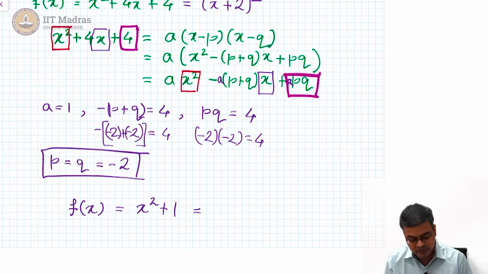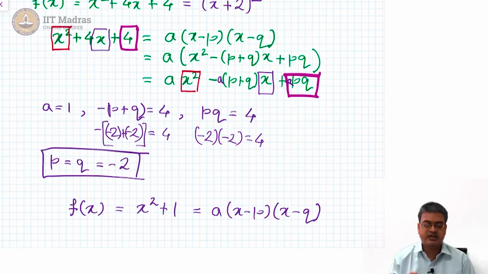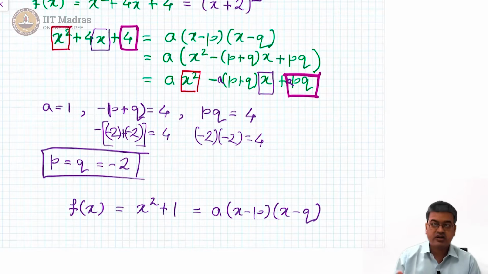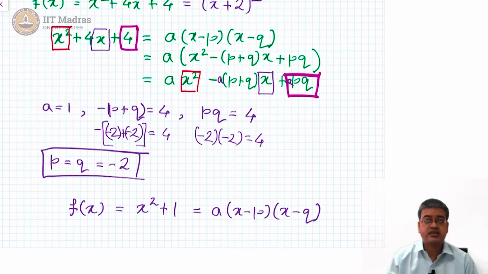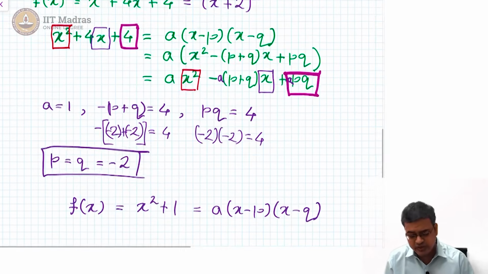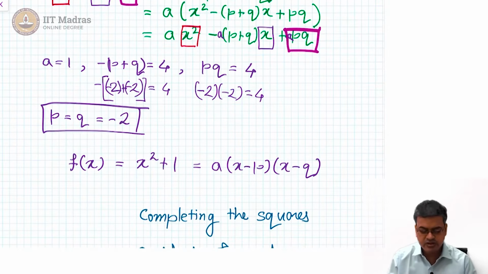What is the intercept form? It is a times (x minus p)(x minus q). The answer to this is not really, because as long as these p and q are real numbers, you cannot write this in the intercept form. You can try, but you will fail, because you will come up with square roots of negative values.